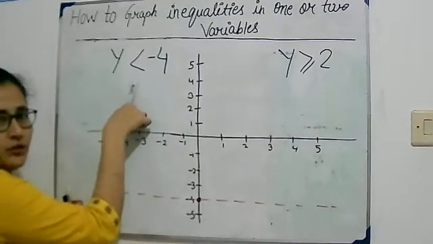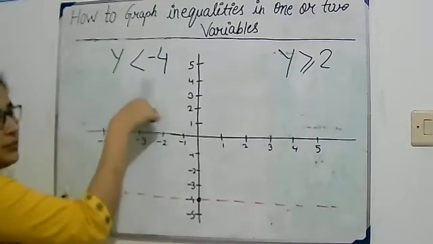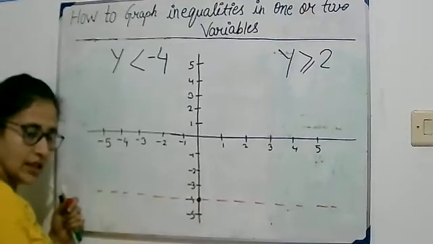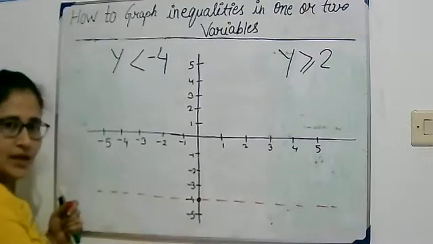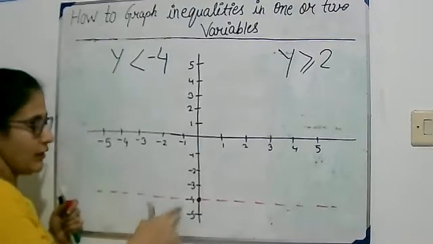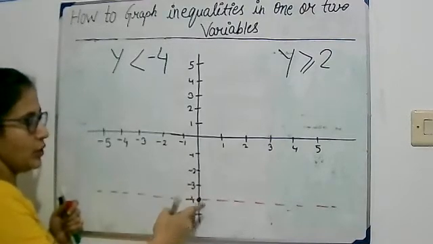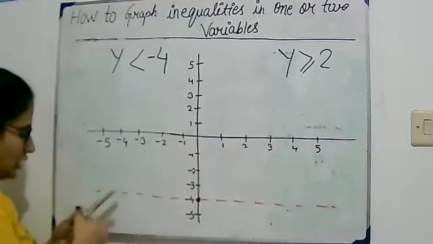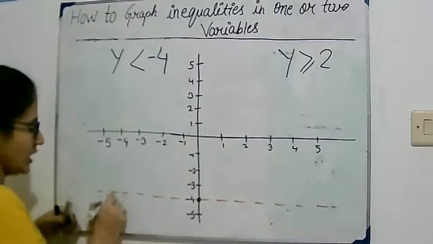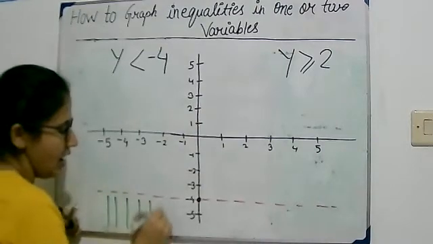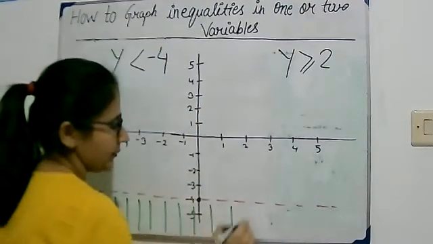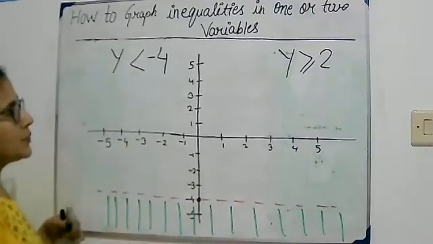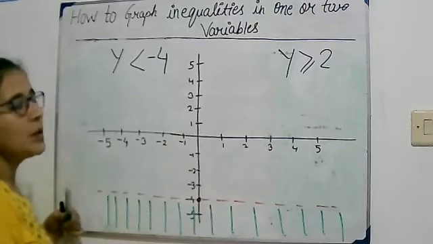The range which we have to shade is less than -4. So -5, -6 are lesser values than -4. When we go this side, these are the higher values. So we have to shade the region which is less than -4, like this.